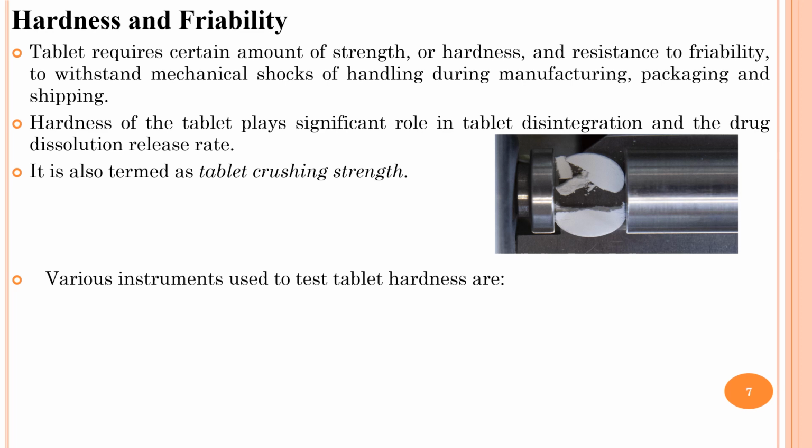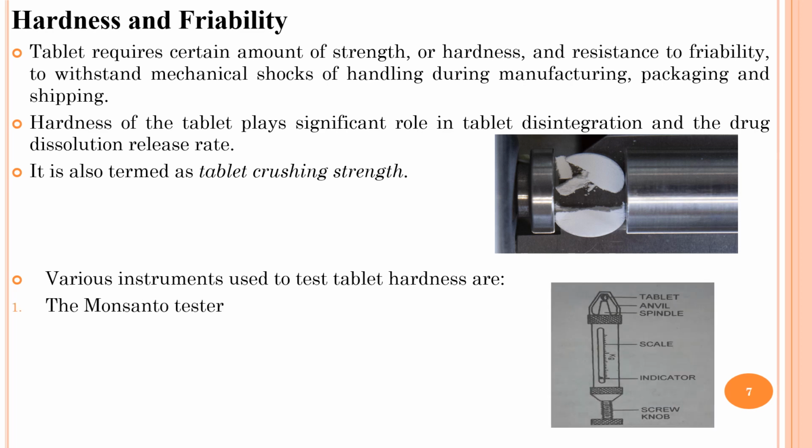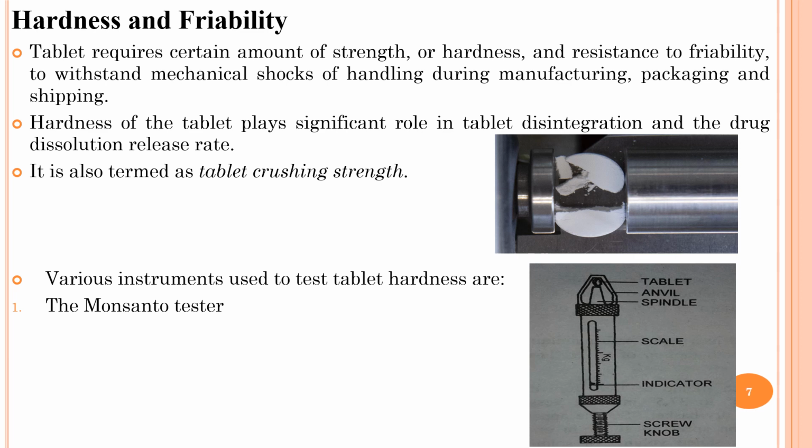Now, the various instruments used to test the tablet hardness are, the first one is the Monsanto hardness tester. In this Monsanto hardness tester, the tablet is placed between the anvil and the spindle, and the spindle is moved and pressure is applied on the tablet by means of screw knob. The point where the tablet breaks down is recorded by means of the scale.